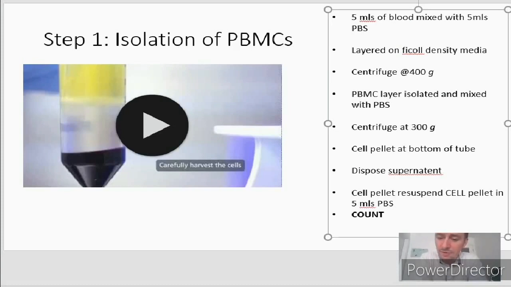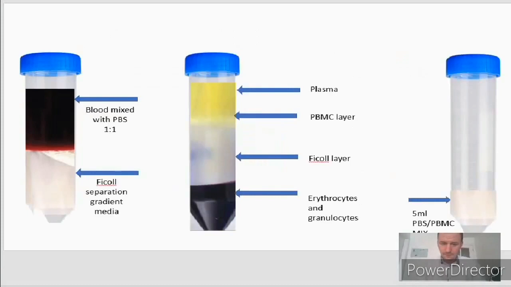So the only thing that you have to do now is count how many cells are present in this tube. So this is a visualization of the tubes that Emer would have used to isolate the blood mononuclear cells. If you look at the first tube to the left, you can see that the blood and PBS has been layered on the Ficoll separation gradient media. Okay, so the blood essentially just sits directly on top or floats on top of the Ficoll media.